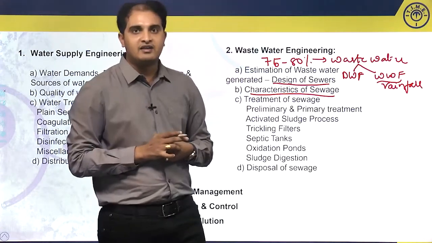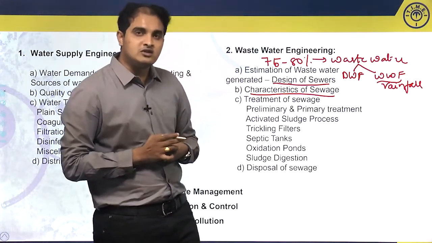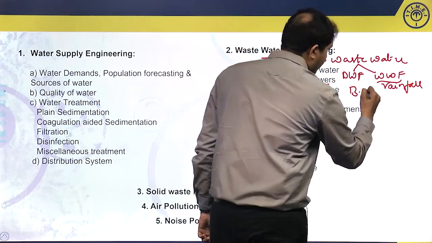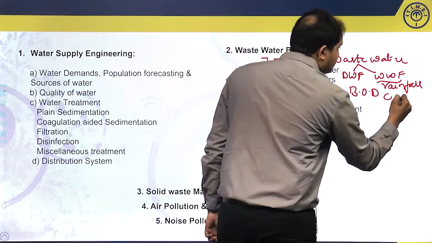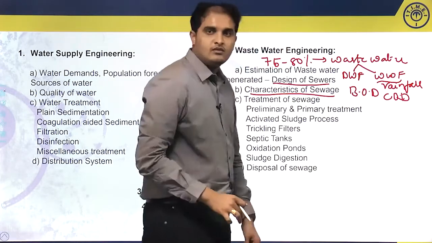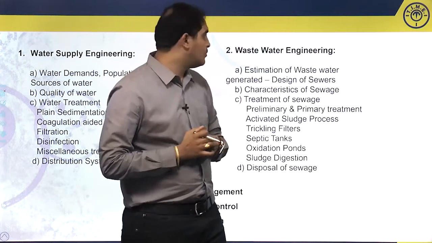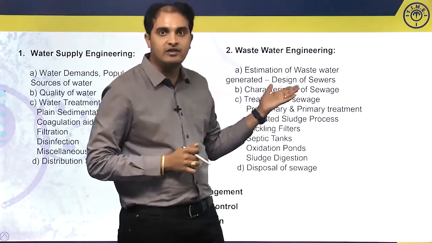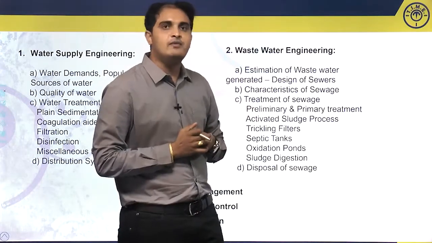Coming to the chemical characteristics of sewage, which are most important from the GATE examination point of view, that is BOD and COD. The most important part where we can expect a question in GATE and IES exams on characteristics of sewage is BOD. What do you mean by BOD?